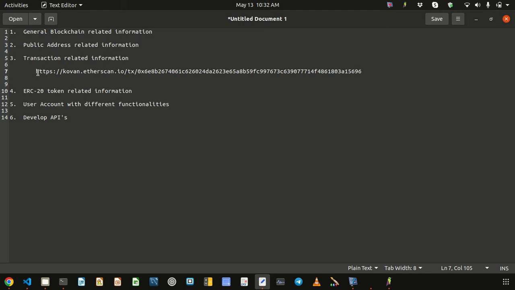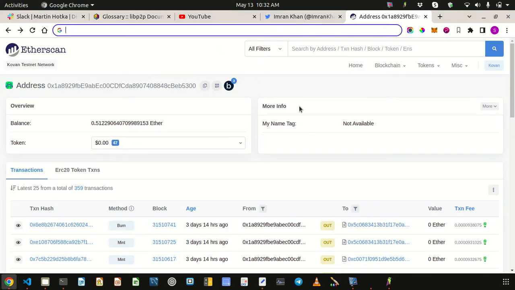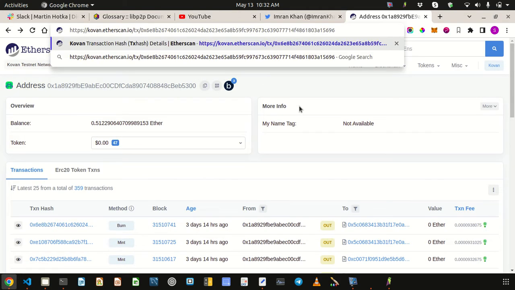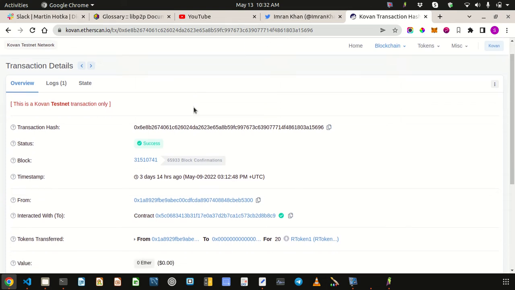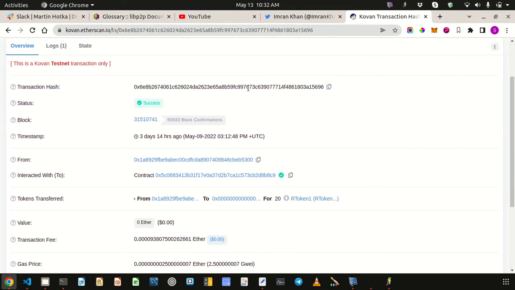this is the complete URL of this transaction related information on Etherscan. If I copy this URL and paste it in the browser, Etherscan will provide me the detailed information about this particular transaction ID. So you can see that this is the transaction ID again.